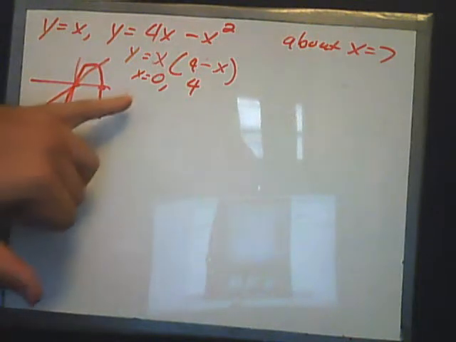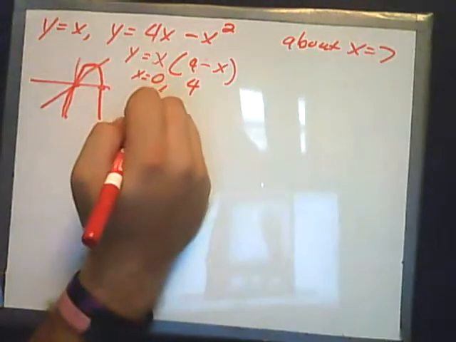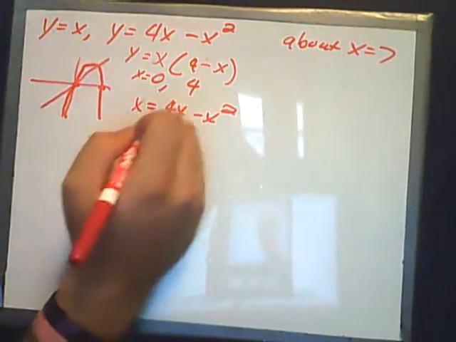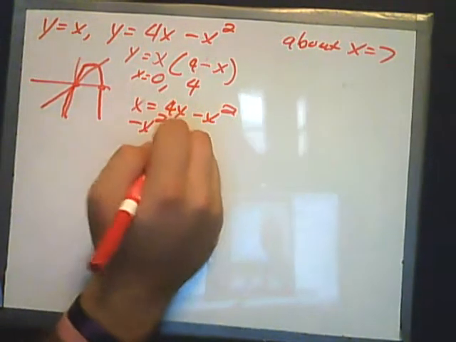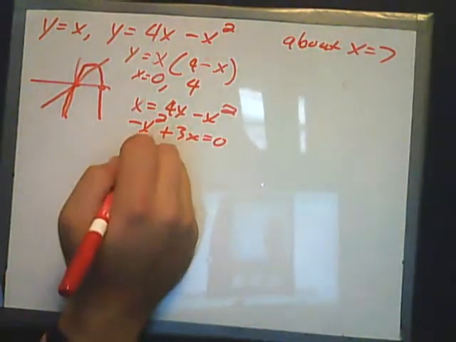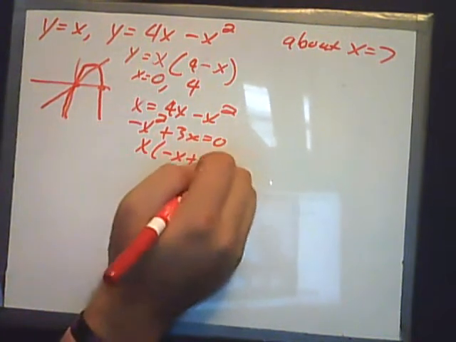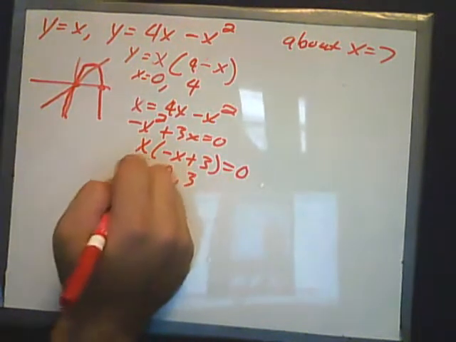And now we need to figure out at what point these two cross as well, because we know from past experiences that eventually we're going to need to figure out where they cross. So if we just set these two equal to each other, we have x equals 4x minus x squared. Now we subtract x to the other side, we have negative x squared plus 3x is equal to 0. Once again, we factor out x. This becomes x times negative x plus 3 equals 0. That gives us x's of 0 and 3.